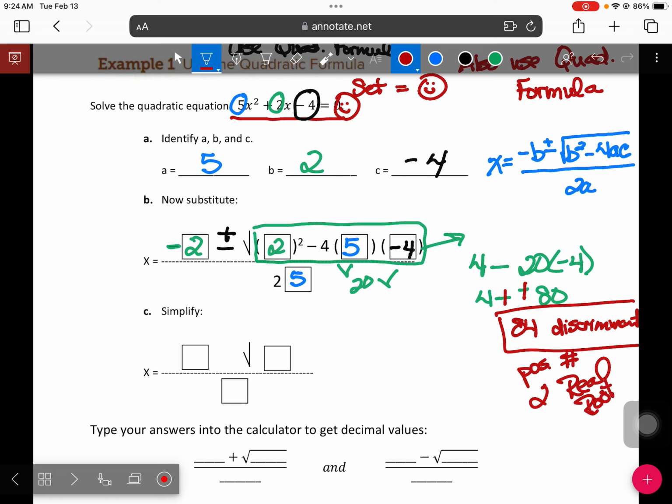Now that we have found the discriminant, we can plug that in and say this is still opposite of 2 plus or minus the square root of, and we didn't do the square root yet, but we have the discriminant of 84. So put 84 here, and then 2 times 5 in the denominator is 10.